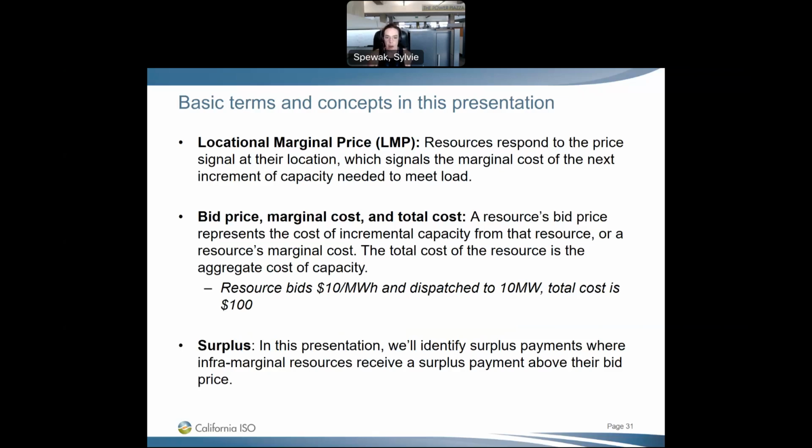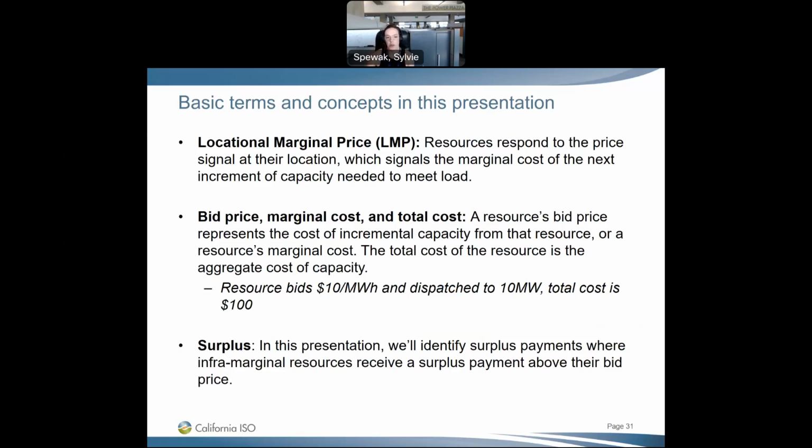And some people will say the bid price is a resource's marginal cost. That might not always be the case. You can bid whatever price you want into the market. So I'll be referring to a resource's price as its bid price. The total cost of a resource is the aggregate cost of capacity, or the cost that the market needs to cover in order to dispatch these resources. So for example, if a resource bids $10 per megawatt hour, that's the bid it submits to the market. That likely represents the incremental cost of capacity from that resource. If we dispatch it to 10 megawatts, the total cost of the resource is $100.